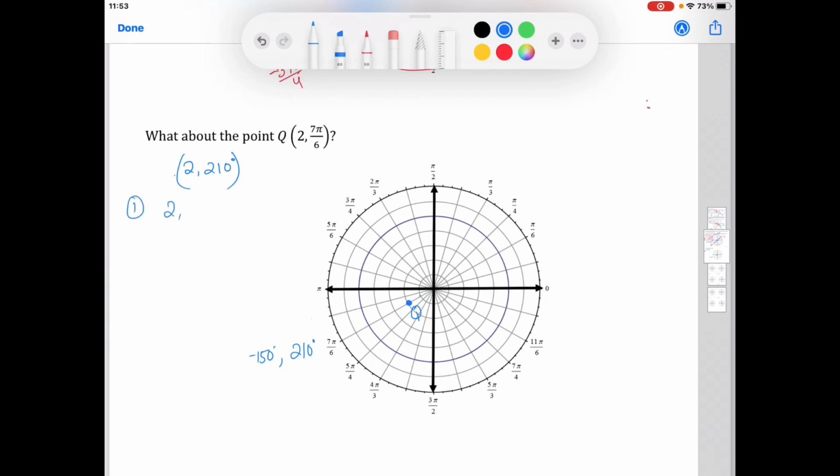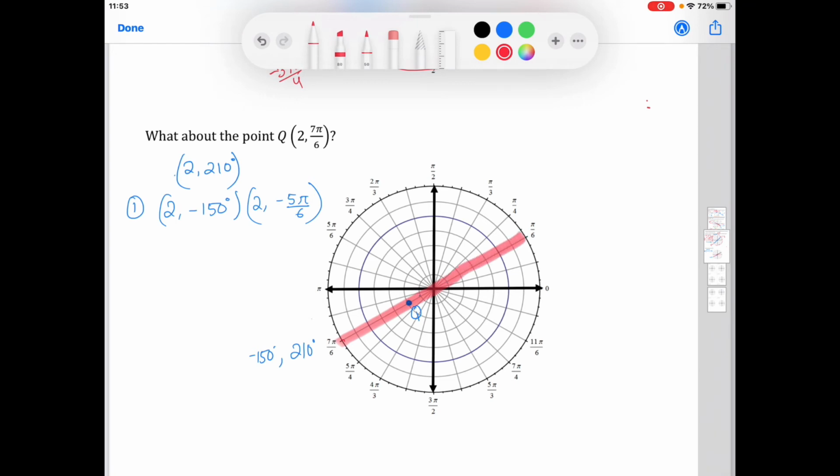And what would be the 2 representations? This is given to you. I'm going to write 2 comma negative 150. Let's convert it into radians also, negative 5 pi over 6. Now I want to go in the opposite direction when my r is negative. So where would I end up?